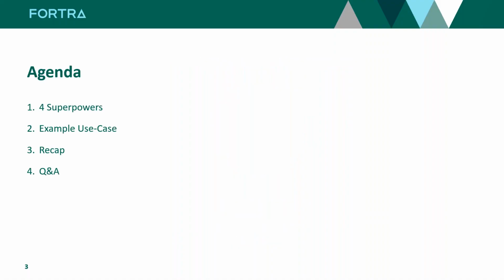For today's agenda, we'll first talk about each of the 4 Automate superpowers and how we can use them in our automations. We'll then discuss and view an example use case where we utilize these superpowers. Next, we'll do a quick recap of the things that we've discussed today. And then finally, we'll answer any questions that may have popped up during the presentation.